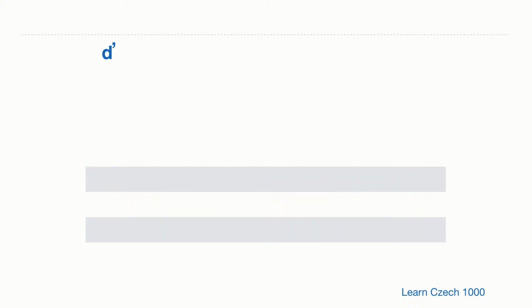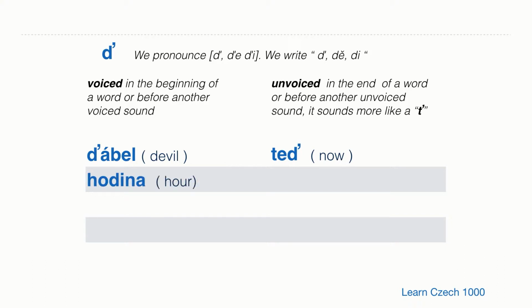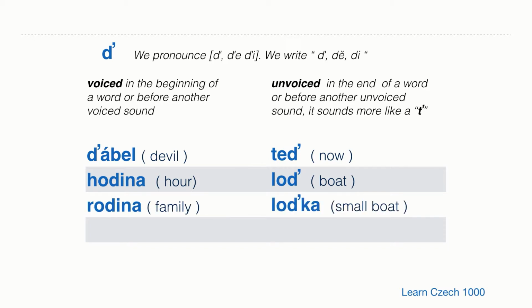Letter Ď. Here we have also a voiced and an unvoiced way of pronunciation. So let's read a few example words. Ďábel, teď, hodina, loď, rodina, loďka, pozdě, zeď.